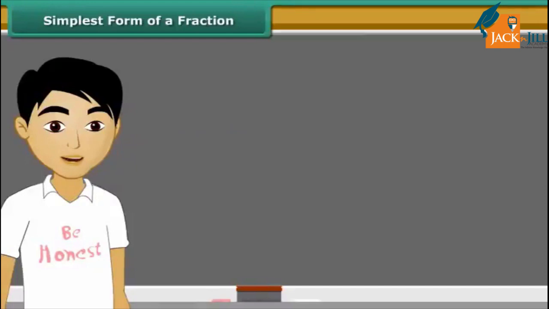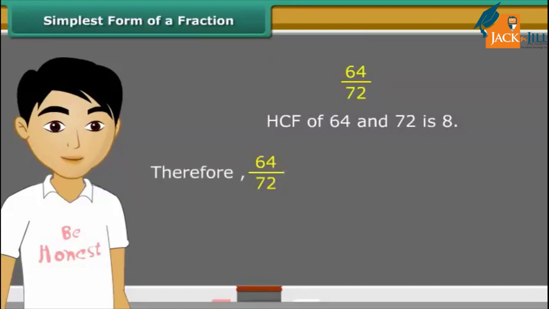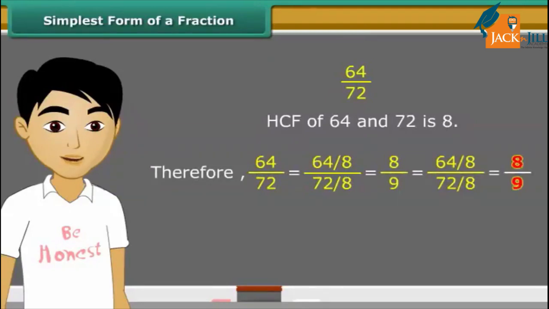Students, second method to find the equivalent fraction in the simplest form is to find the HCF of the numerator and denominator and then divide both of them by the HCF. Consider fraction 64 upon 72. The HCF of 64 and 72 is 8. We get new fraction 8 upon 9 on dividing the numerator and denominator both by HCF.